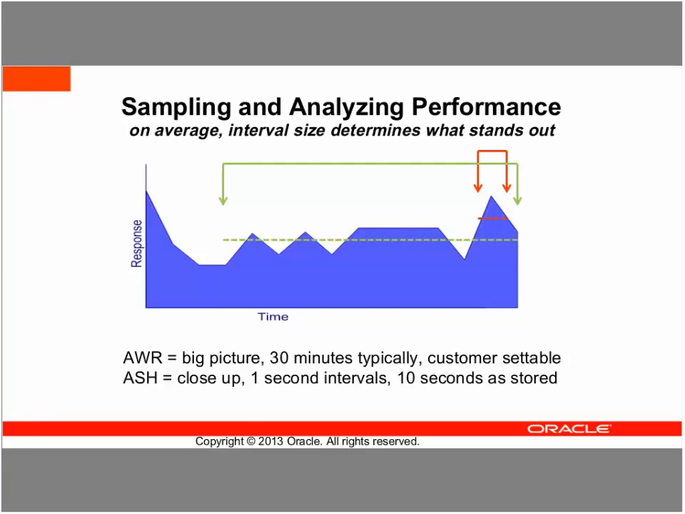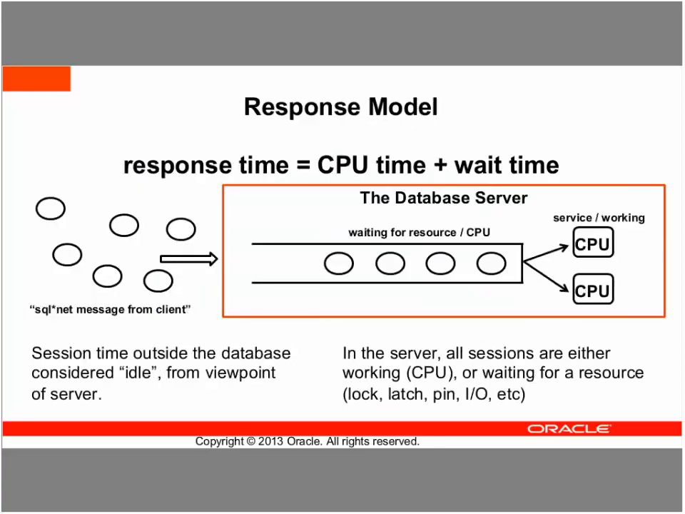ASH is a little bit different. It gets 1-second intervals, and then as we store this information to disk, it's stored at 10-second intervals. So we're throwing away 90% of our samples, but 10 seconds is phenomenally more resolute than the 30 minutes we get by default with AWR. So ASH is a very up-close and personal kind of tool, plus it samples data a little bit differently, which we'll discuss. So that's interval sampling.